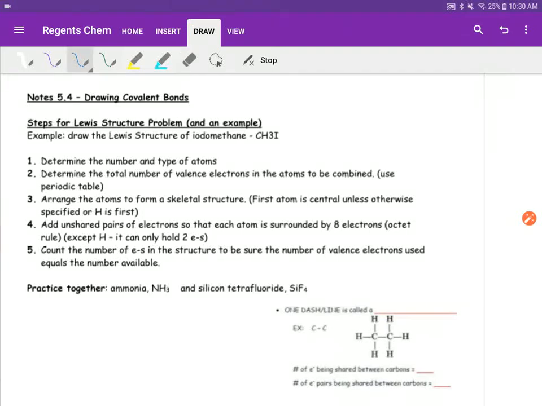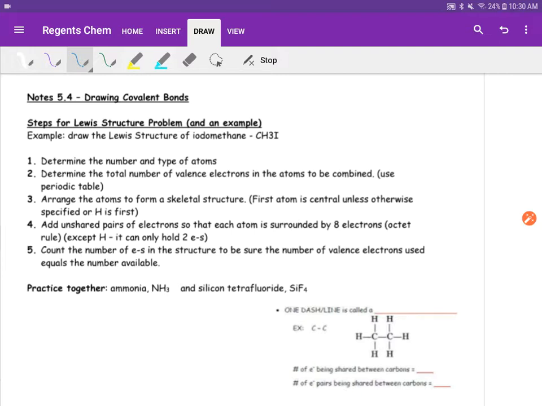Guys, this is video 5.4 part 1. I'm going to split this topic up into two videos. The first video is going to be the more basic structures, and then part 2 is going to be dealing with more of the advanced special case scenarios. Okay, we're going to be drawing covalent bonds.